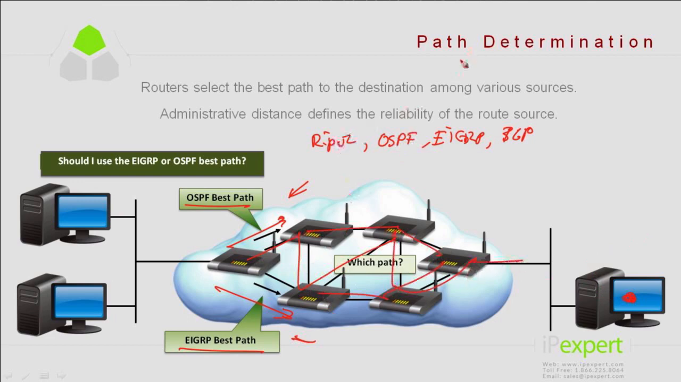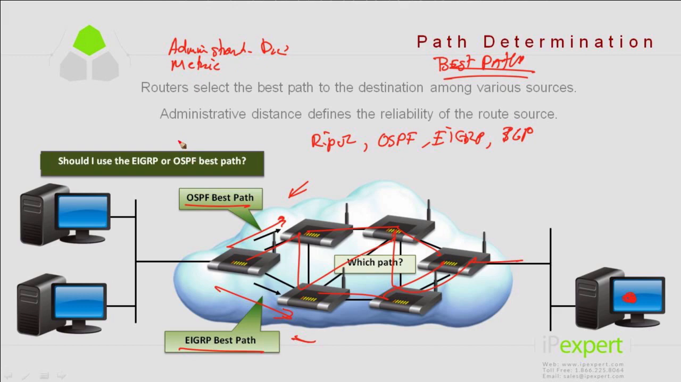Now, a routing protocol is going to want to select the best path. The best path is going to correspond to different parameters. We're going to have to understand a concept called administrative distance and a value called metric.